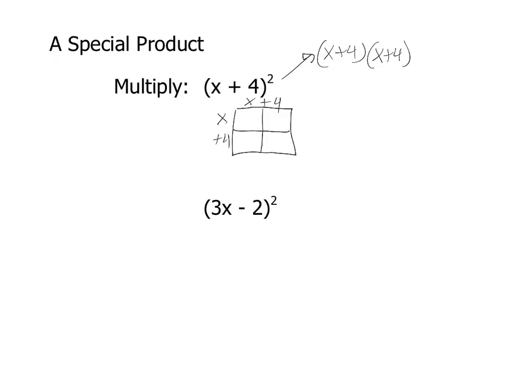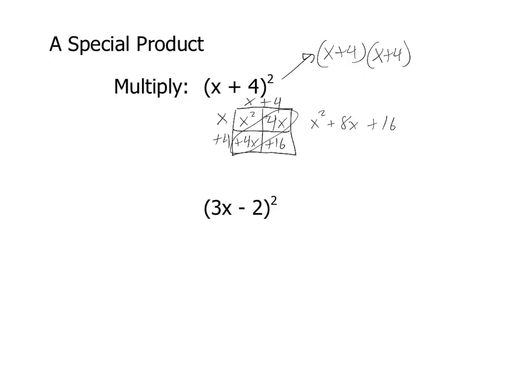Now check this out. The top left box, x times x, that's x squared. If I go to the top right box, 4 times x is a positive 4x. Bottom left box is the same thing, a positive 4x. That's so cool. We're going to work with that a little bit. And then the last one, 4 times 4 is a positive 16. And like we did before, we combine those terms together, and we're going to get x squared plus 8x plus 16.